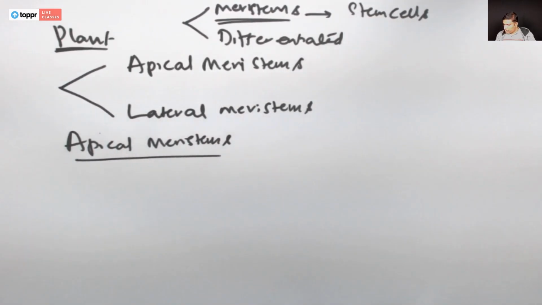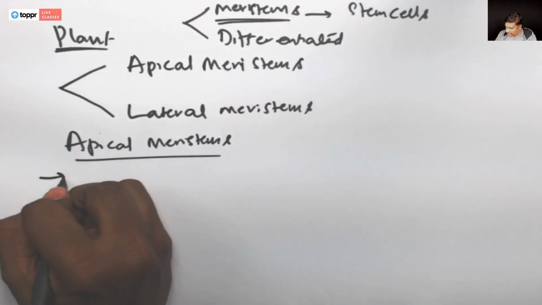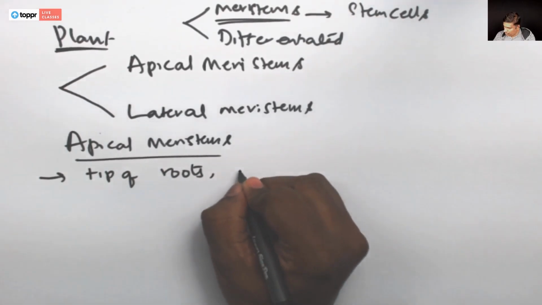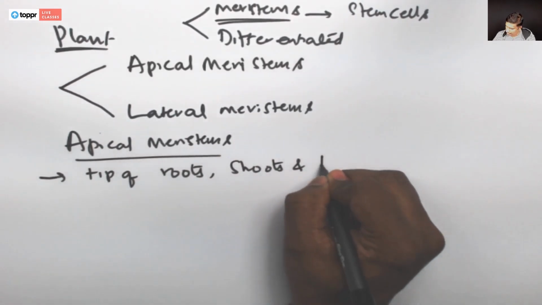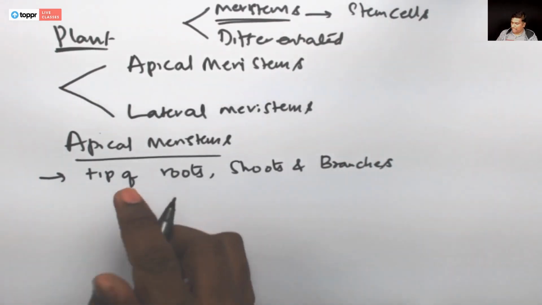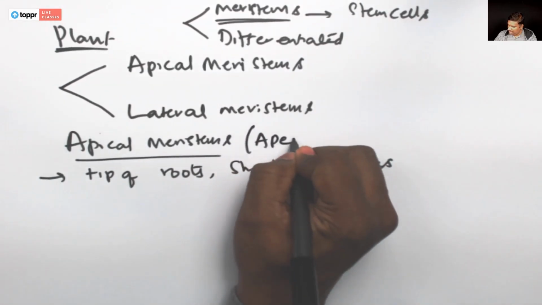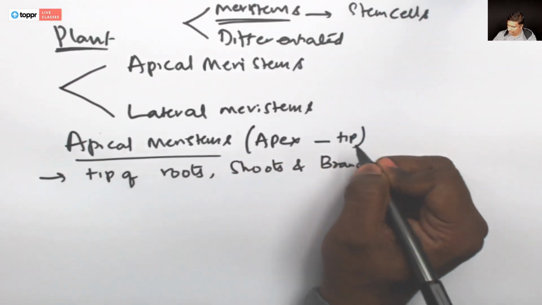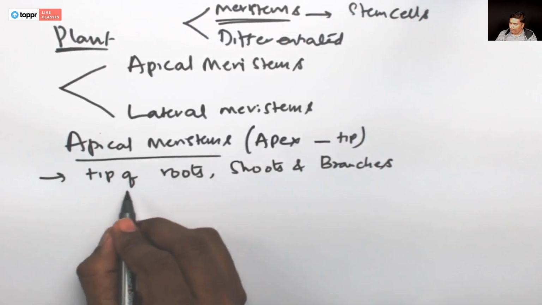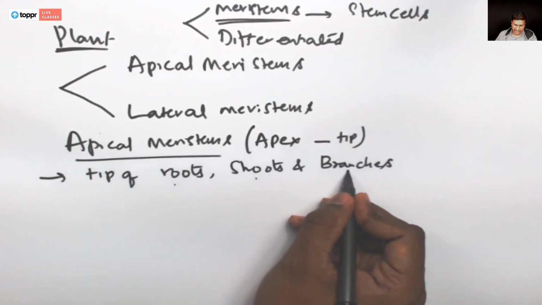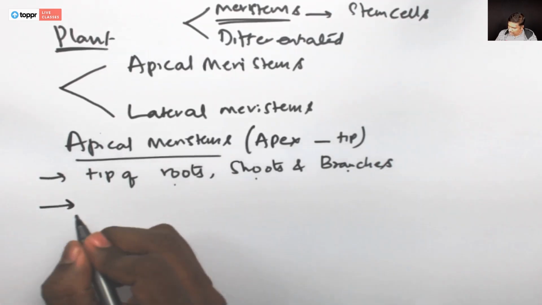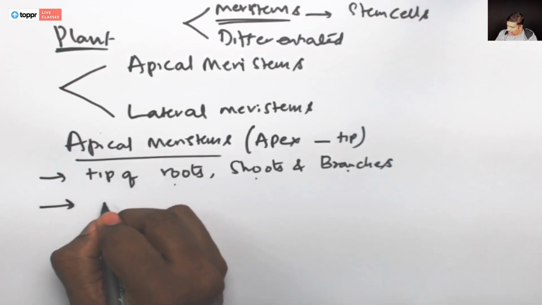Now, if you take the apical meristems first, you will find these apical meristems at the tip of roots, shoots, and branches. Only at the tips. As the name suggests, apex means tip. In Latin, apex means tip. So they can be found only at the tips of the roots, shoots, and the branches. And if you look at the characteristics of these cells, like I said in the beginning, they divide rapidly.